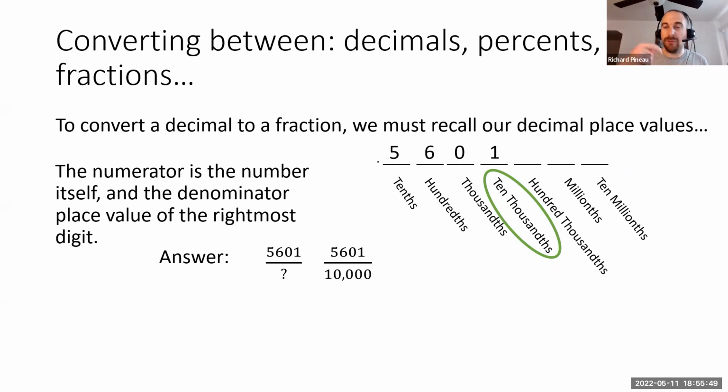So you see the connection between how I literally verbalize it to you and what it looks like as a fraction. These are nice and easy to read and also to express as a fraction, so there's a good connection there. 5,601 over 10,000. That 10,000 is the denominator.